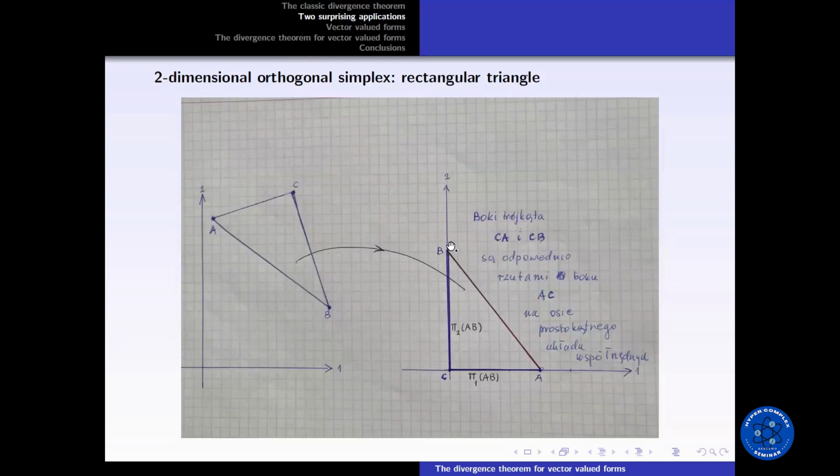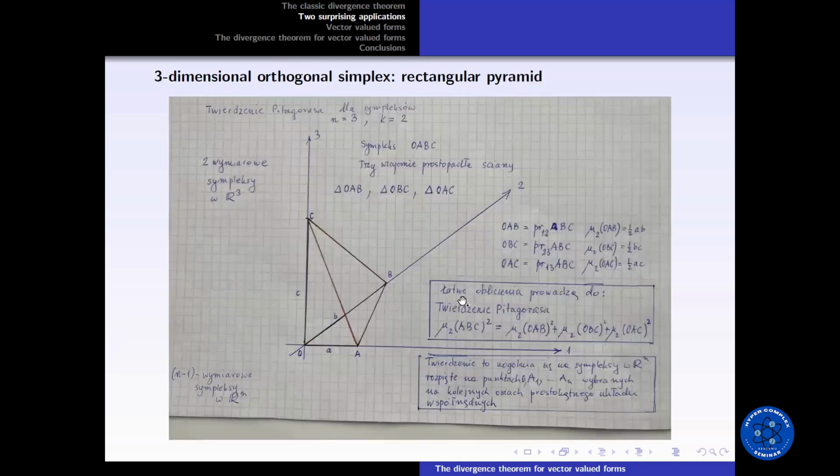We have in this instance the Pythagorean theorem saying that the measure of the hypotenuse is the sum of squares of the lengths of these two sides. But the situation repeats when you take three-dimensional space, a vertex here, 3 points A, B, C on the axes, and you have the following pyramid.